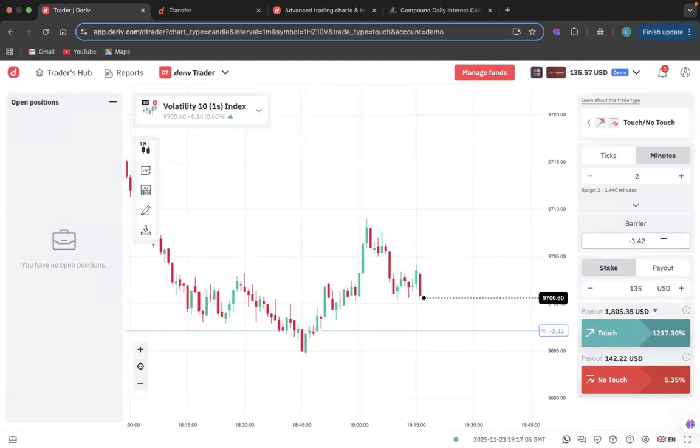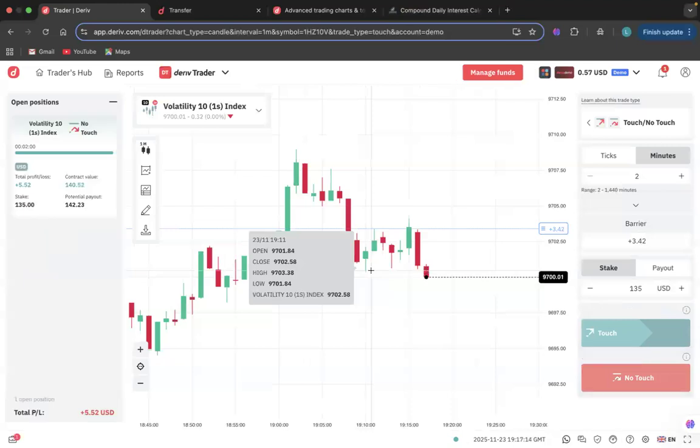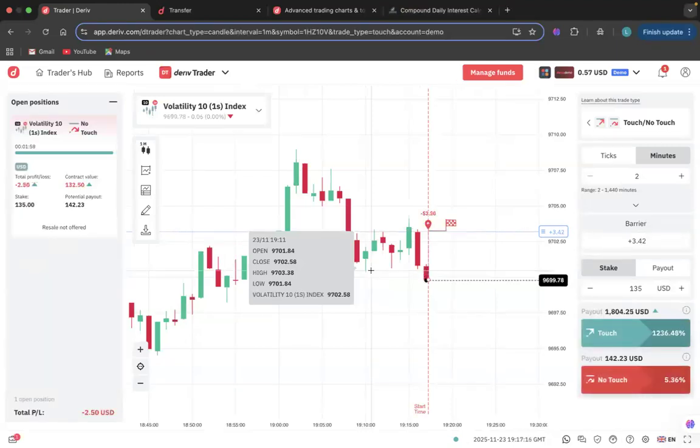Let's see if we can actually steal a trade. This one is very risky, but let me see if I can steal a trade here. I'm looking for that push to the downside, and I'm going to steal a trade right there.